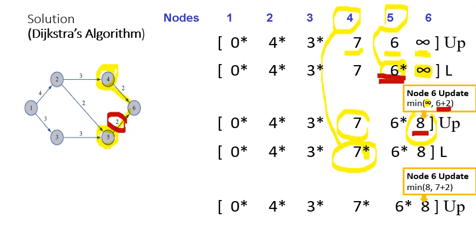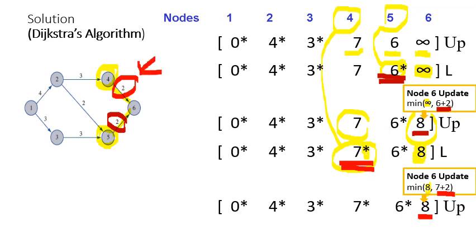We are doing this update by comparing its current label, 8, with this number 7 plus the distance from node 4 to node 6, 2. So compare 8 with 7 plus 2. Pick the one which is the smallest. So between 8 and 7 plus 2, the smaller one is 8. So during this update step, we do not change anything. The number 8 is still 8 because 8 is smaller than 7 plus 2.